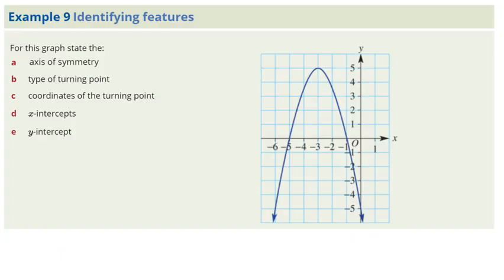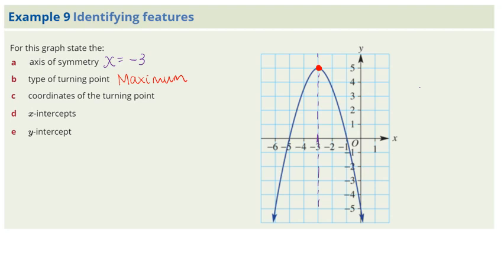Let's have a go at identifying the features of this graph. So the axis of symmetry, that's this line through the middle of the graph. So the axis of symmetry is at the point where x is negative 3. Then we're asked for the type of turning point. So my turning point is up here. And the type of turning point is a maximum because it's the maximum point of the graph.